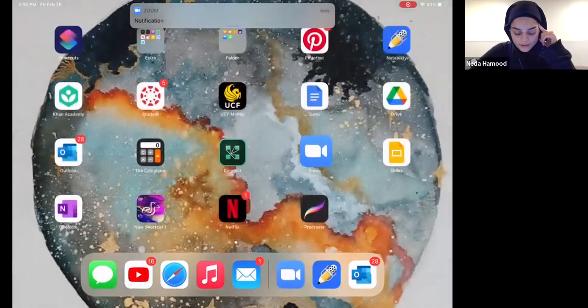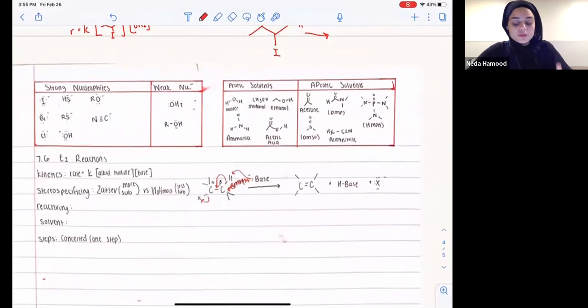We're almost done with what I have here. Yeah, it was 7.11. Let me share my screen again. Okay, I'm sharing my screen. Let's go back to Notability. Yep, so this is just a list of strong nucleophiles, weak nucleophiles, protic solvents, aprotic solvents. And these are the notes.